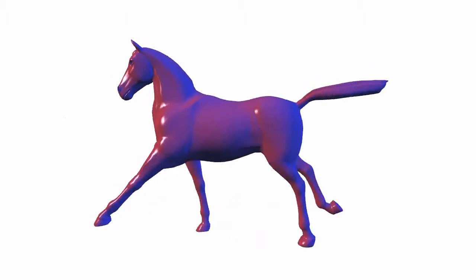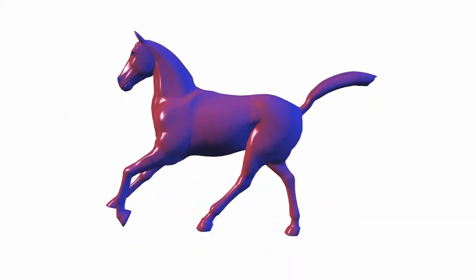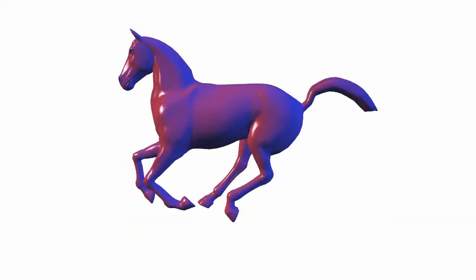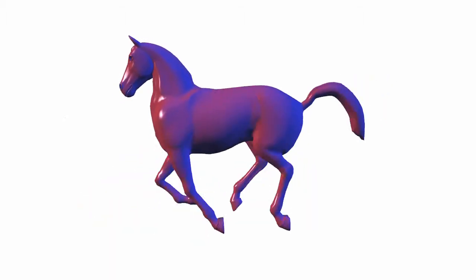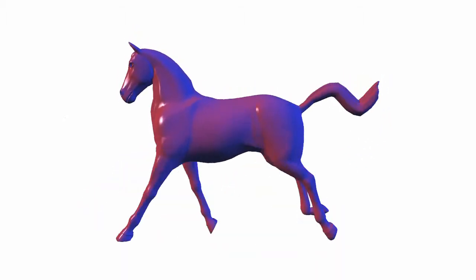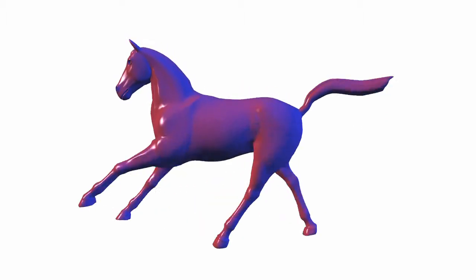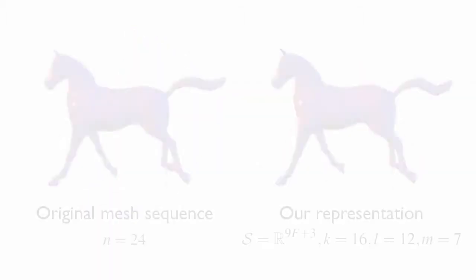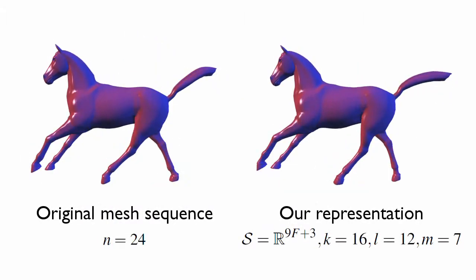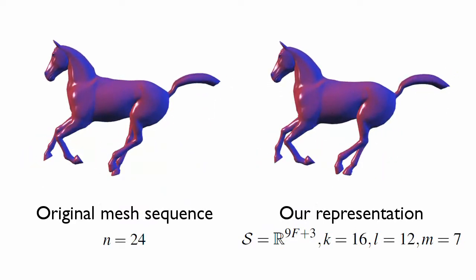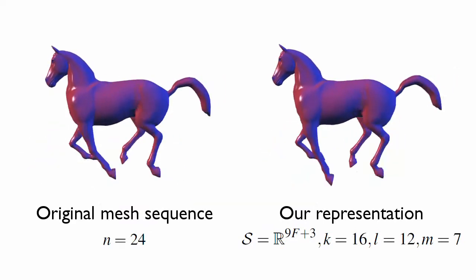A deforming mesh sequence is a mesh with fixed connectivity but changing vertex positions. Each frame is given as a separate mesh. These sequences are redundant, discrete, and difficult to edit. We propose a continuous and editable representation for mesh sequences using 3 separate signals for time, pose, and shape.